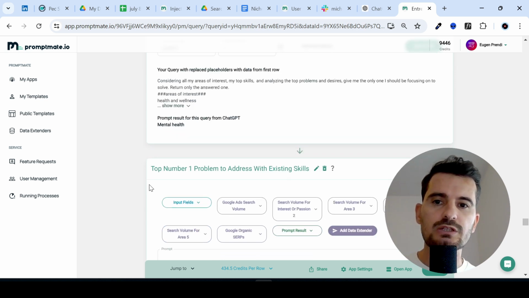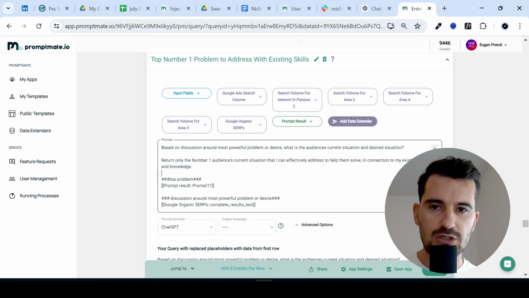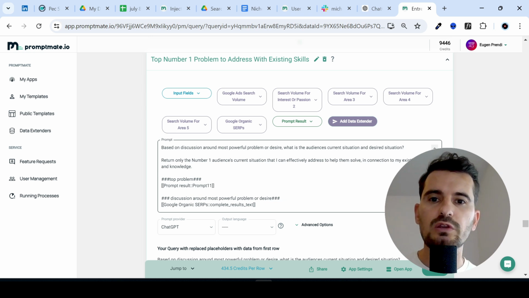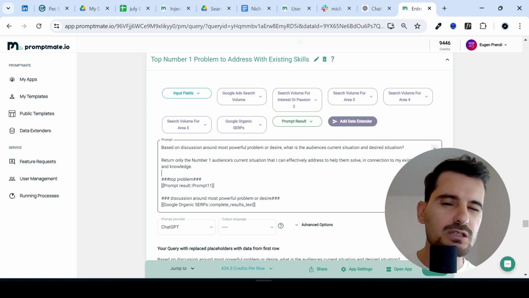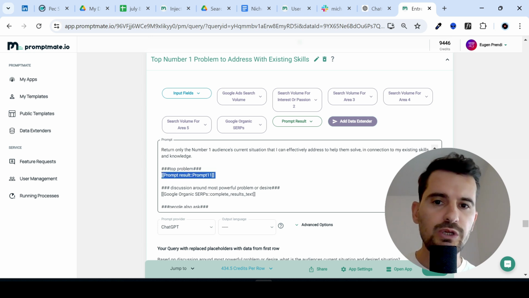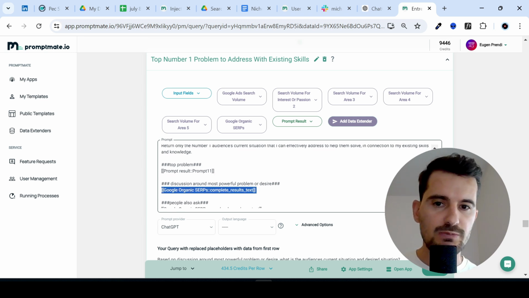So now the goal is to find the top number 1 problem to address with existing skills within this problem, right? So in this case, we say, based on the discussion around the most powerful problem or desire, what is the audience's current situation and desired situation? Return only the number 1 audience's current situation that I can effectively address to help them solve in connection to my existing skills and knowledge. So again, here, it's not just us asking ChatGPT. What we're doing here is getting the top problem that we were able to extract thanks to our Google Ads search volume data extender. And then we also go with that problem, which is mental health, and check Google SERPs, Google Organic SERPs.